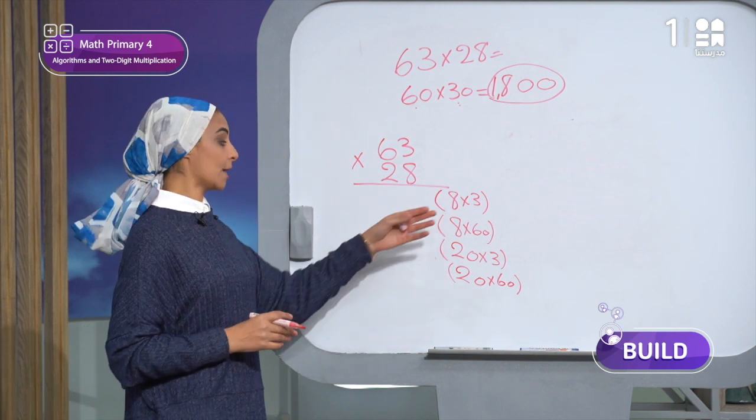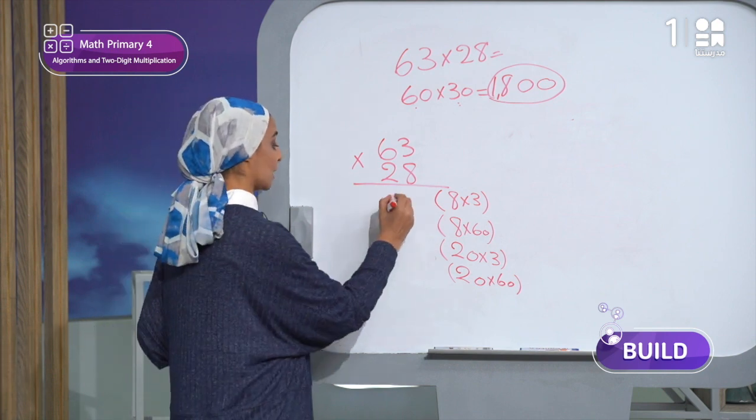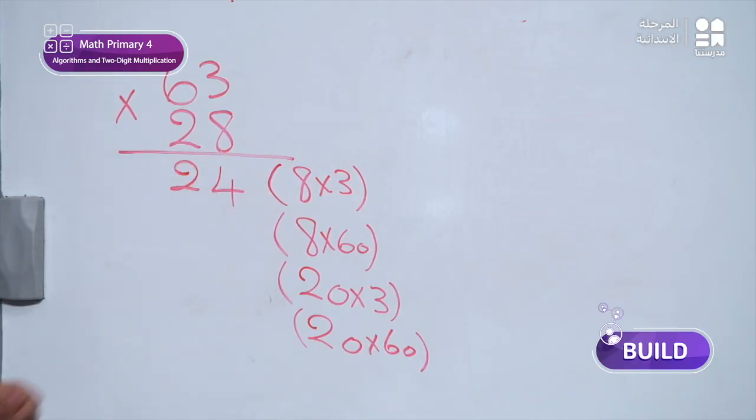Okay, now 8 times 3 equals what? Yes, of course, 8 times 3 equals 24, so I write it here.